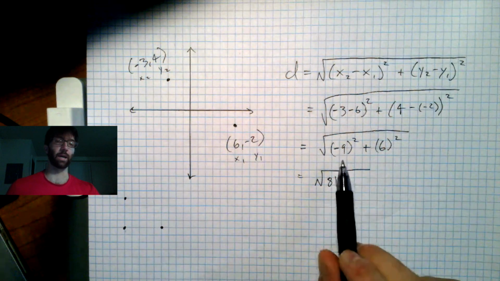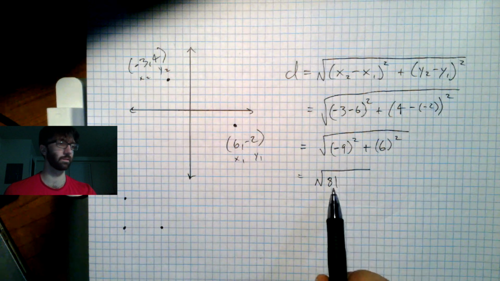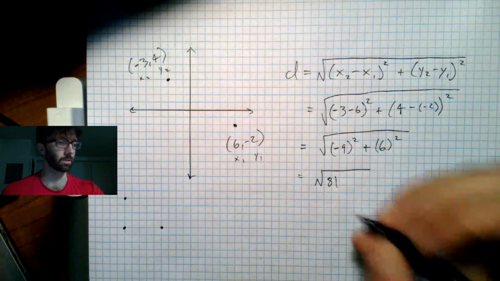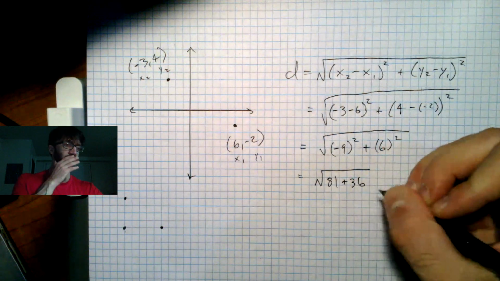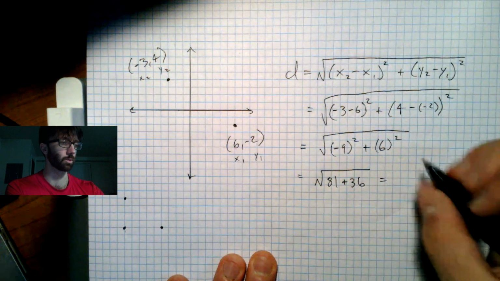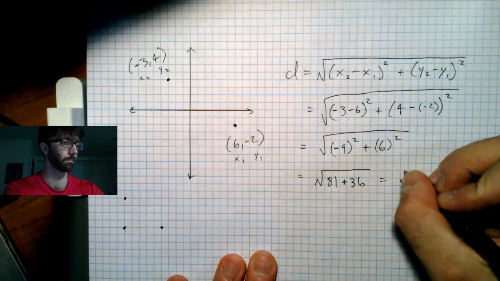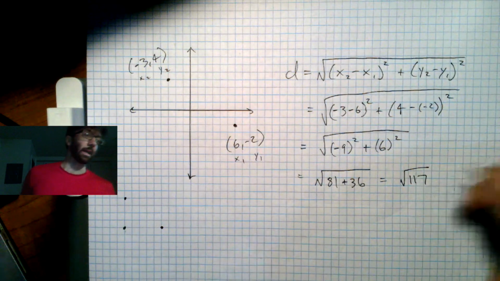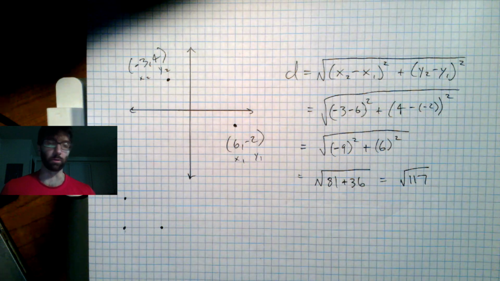Again, -9 times itself, so it's negative times negative, that gives us a positive. And then that, of course, is just 36. All right, and then that's going to give us the square root of 117. Now, this is an exact answer here, but if you're asked to put this in simplest radical form, then we could, of course, do that.